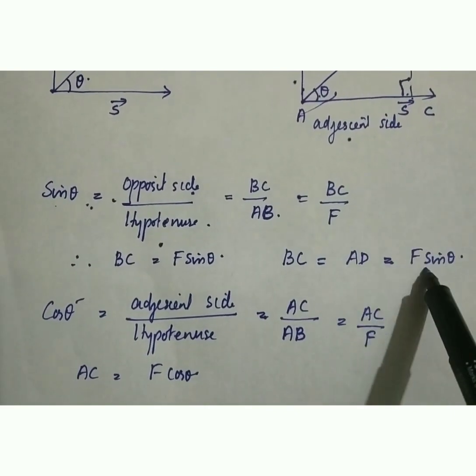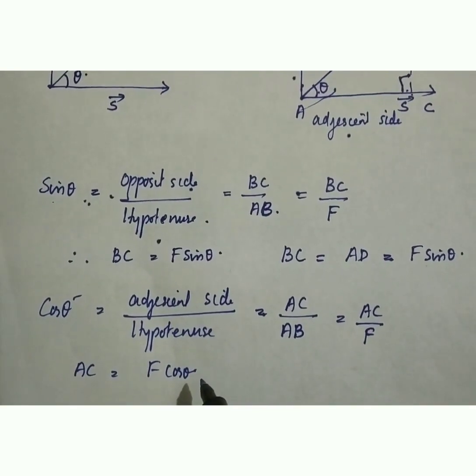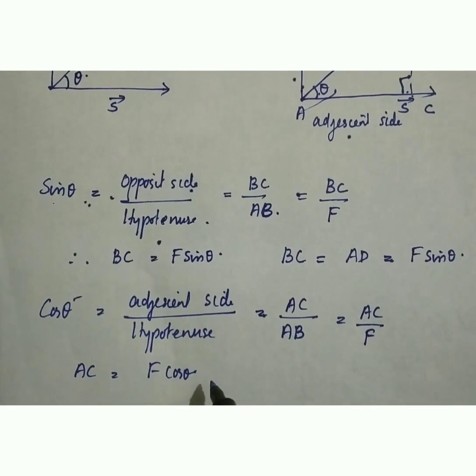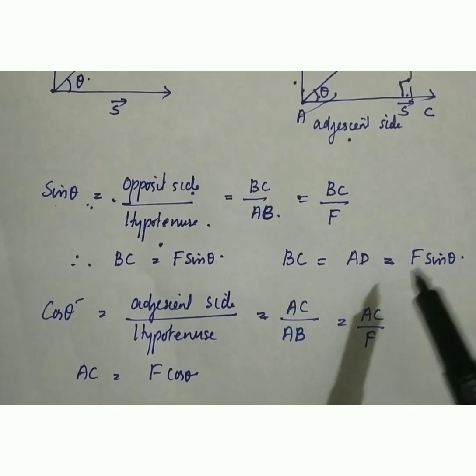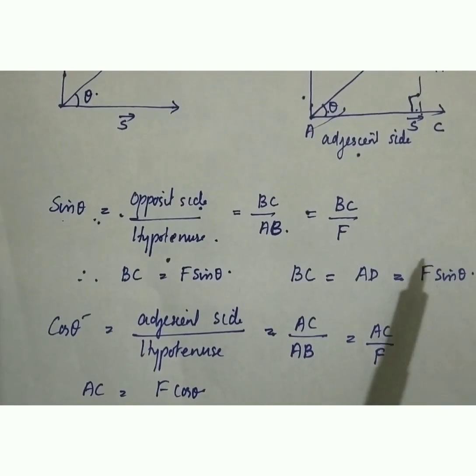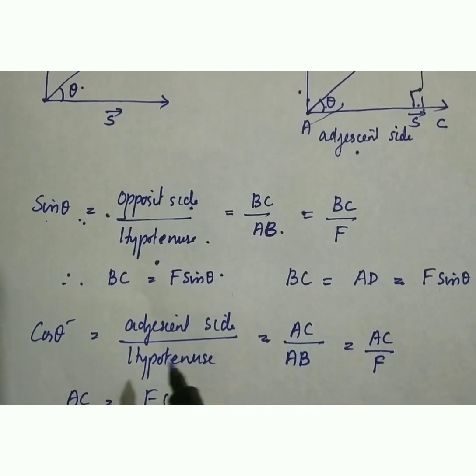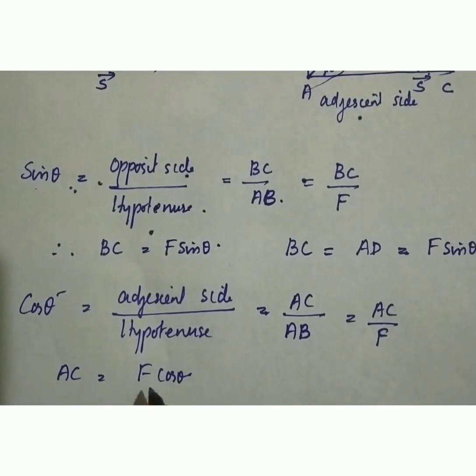Okay. F sin theta is acting in the vertical direction. F cos theta is acting in the horizontal direction. So F cos theta produces the displacement in the horizontal direction. F sin theta has no influence on the object to make any displacement. Is it clear?